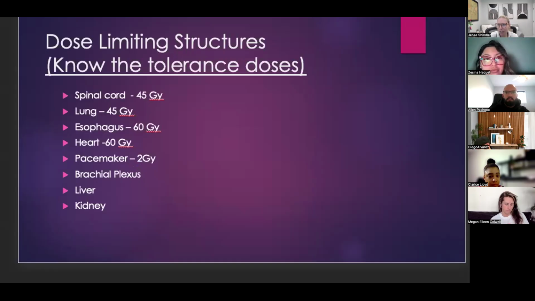Brachial plexus, we're thinking about that when we really get into breast, but it's just the plexus right here. We want to get off of that. We can cause inability of joint movement, and we don't want to do that. The liver and the kidneys, if it is a lower lung tumor, would be something that we are concerned about also.